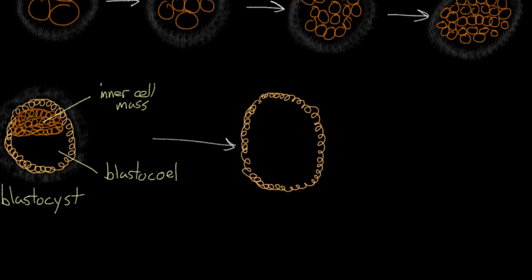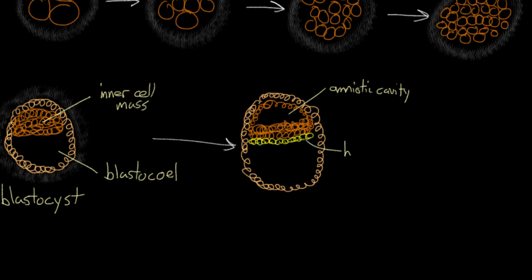So you still have this rim on the outside here at the end of your blastocyst, and you still have this mass here in the middle. But you've developed another cavity, and this cavity is called the amniotic cavity. And also, your inner cell mass of embryoblasts has started to differentiate more. And now it's got this layer on the bottom of it here, and the cells in this layer are called hypoblasts, while the cells in the layer just above it are called epiblasts.